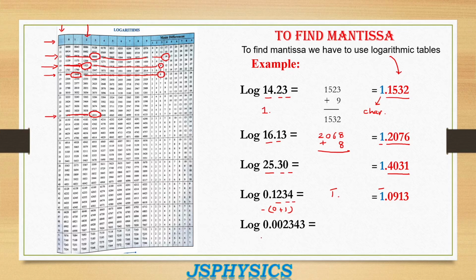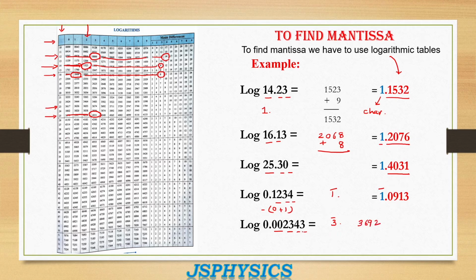Now similarly, let us find the log of 0.002343. Here we have two zeros between the decimal point and the first non-zero number. So naturally the characteristic will be the number of 0s plus 1. So 2 plus 1, 3 and with a negative sign. So bar 3 will be the characteristic. To find the mantissa, we'll divide this number into 3, that is 23, 4 and 3. So in the row of 23, here, under the column of 4, the number written is 3692.